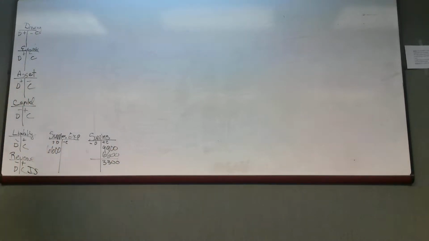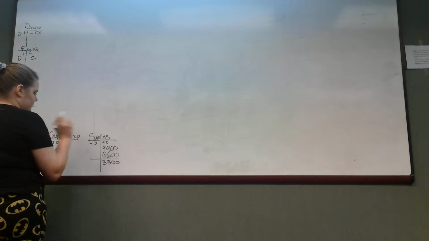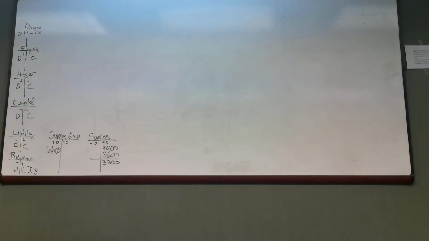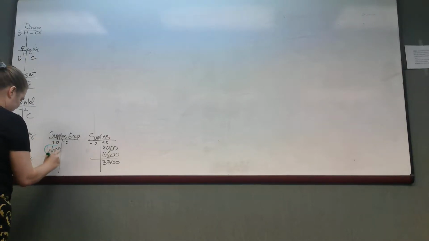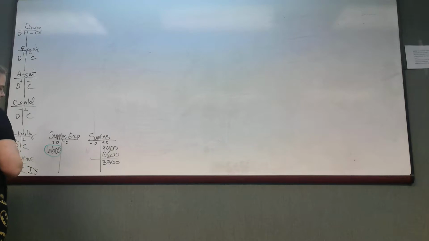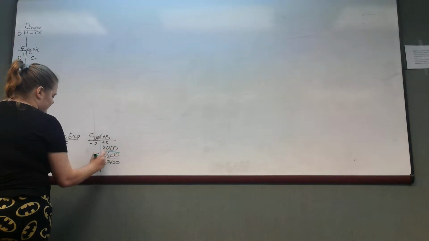Okay, so the actual entry is going to be $6,600 debit to supplies expense and a $6,600 credit to supplies, right? So let's do our green marker and circle the actual entry, just so that we can recognize what the entry is. So circle this, yep, circle that one. And then circle the other $6,600. So that's our actual journal entry.